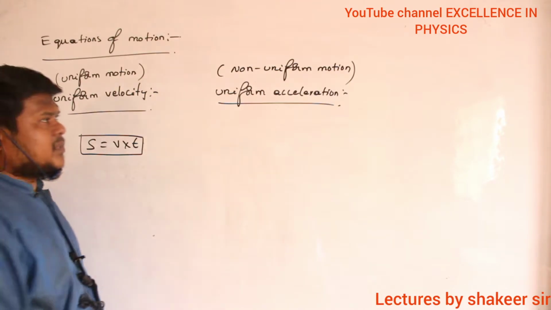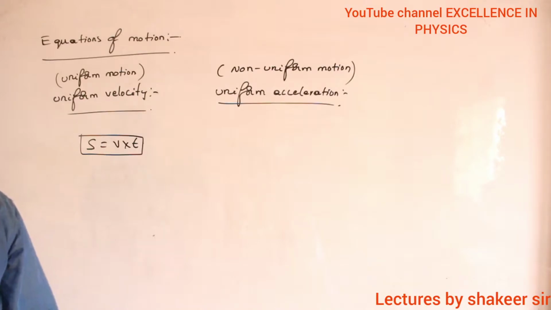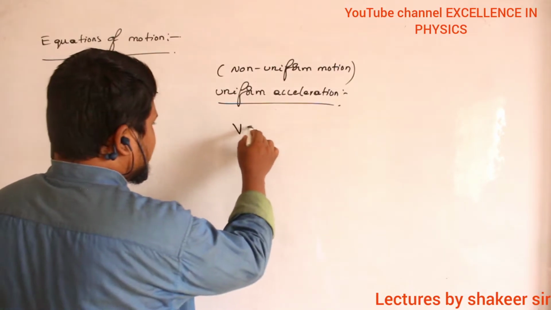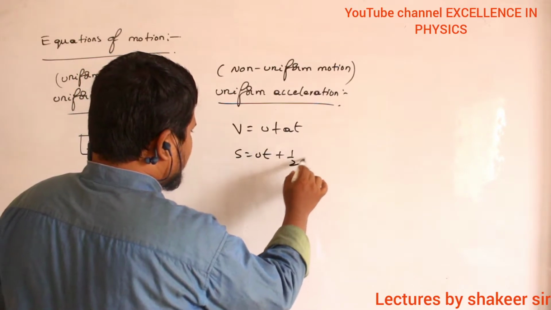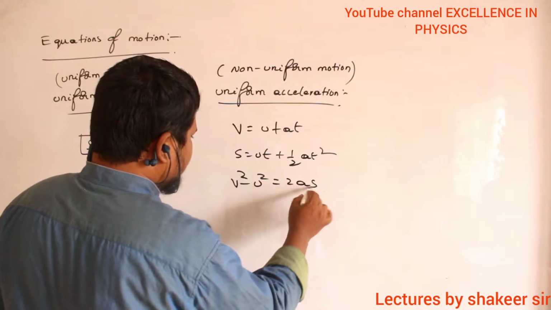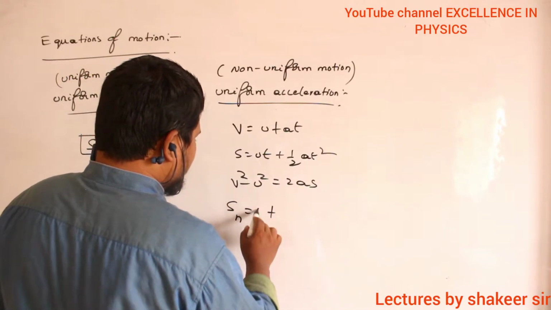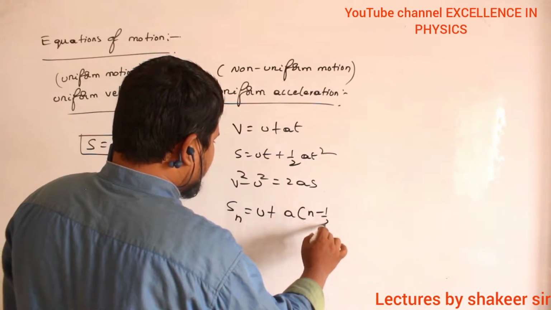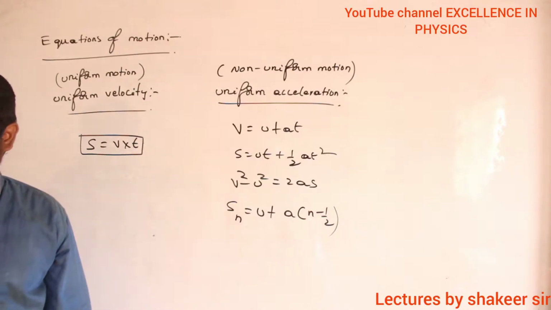But when the body is traveling with non-uniform motion, then we have four equations. What are the four equations? V = U + AT, S = UT + half AT squared, V squared minus U squared = 2AS, and Sn = U + A(2n minus 1)/2. So these are the four equations which we have for non-uniform motion.